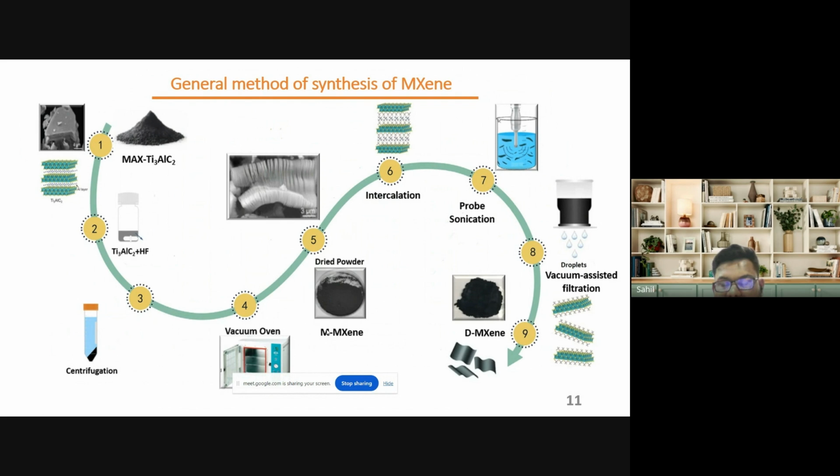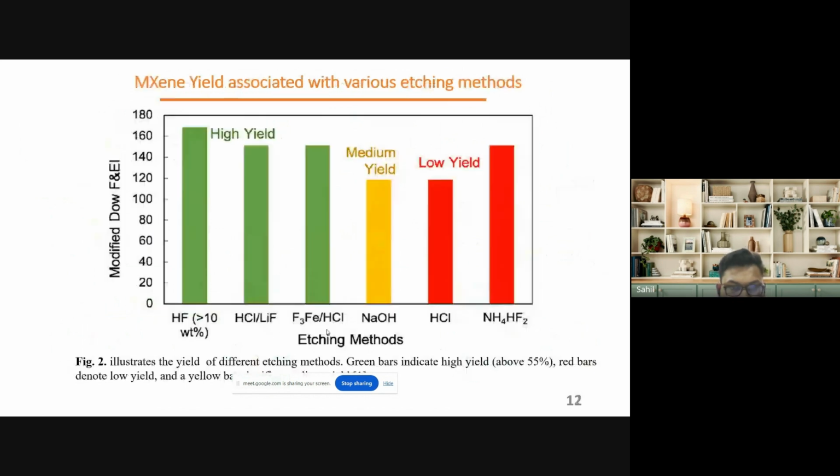To make it single layer, we intercalate it using some agent like DMSO or TBOH, dimethyl sulfoxide, and we stir it for 16 to 24 hours. Then we dry it, and we get the delaminated single layer MXene. So in conclusion, hydrofluoric acid etching shows higher yield than in situ acid etching, as shown in the figure.